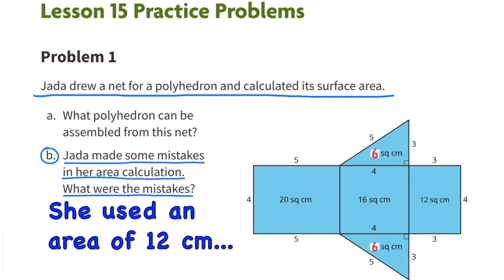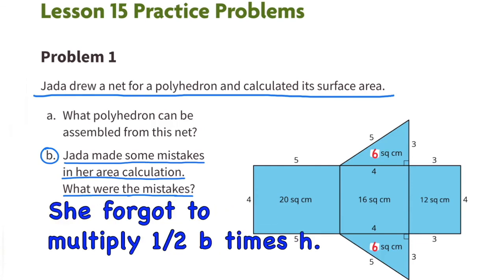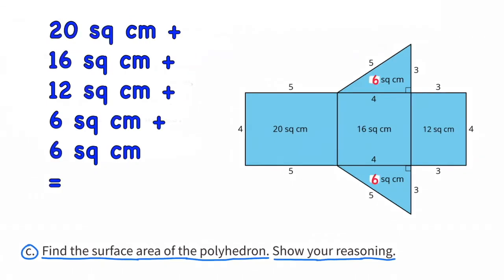She used an area of 12 centimeters for the triangles instead of 6 centimeters. She forgot to multiply half the base times the height. C. Find the surface area of the polyhedron. Show your reasoning. They provide us with the surface area for each figure: 20 square centimeters plus 16 square centimeters plus 12 square centimeters plus 6 square centimeters plus 6 square centimeters equals a total surface area of 60 square centimeters.